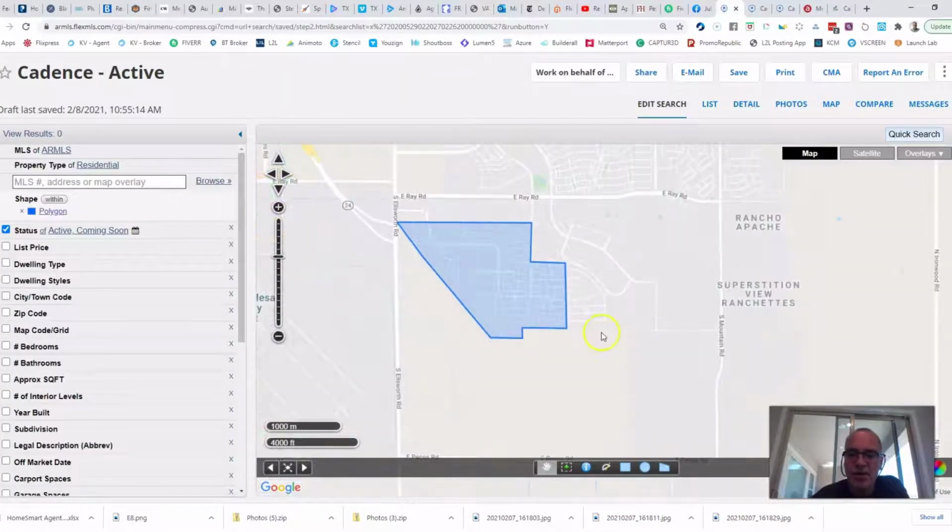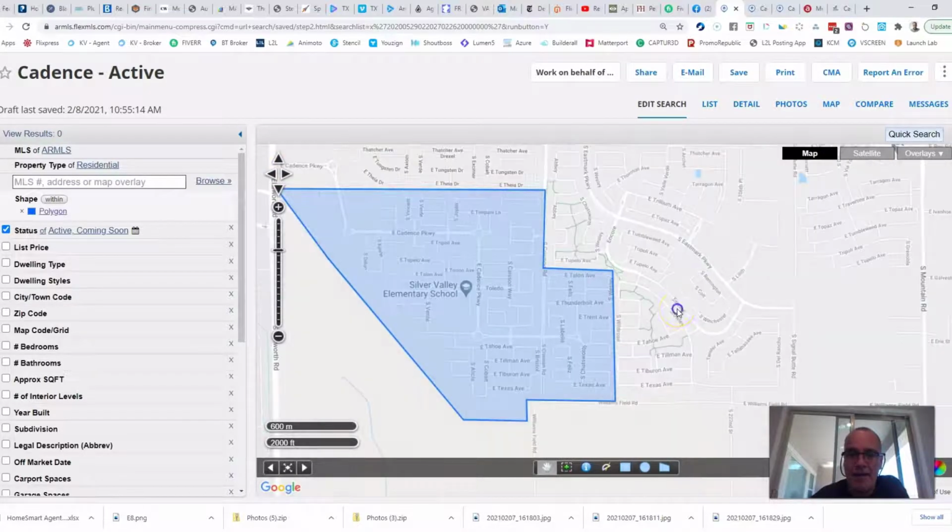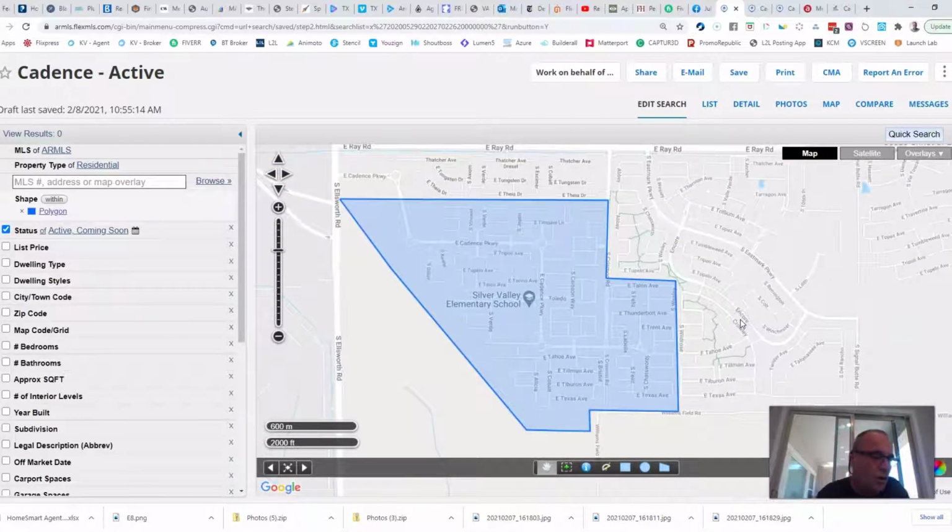This map right here shows all homes currently listed for sale in the MLS in Cadence. There are no homes listed for resale, and there are no builders that have listed their homes for sale in the MLS. But that does not mean homes aren't available.